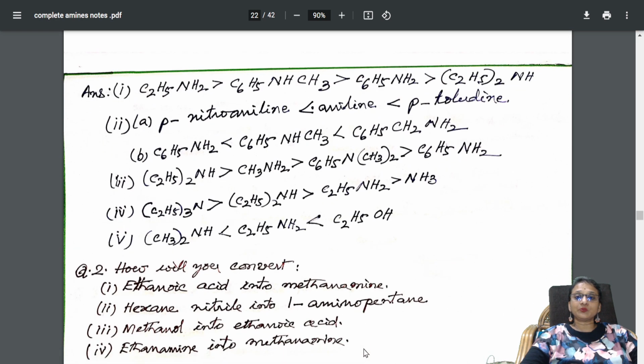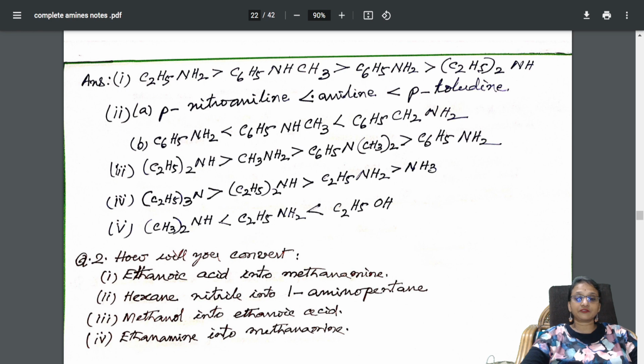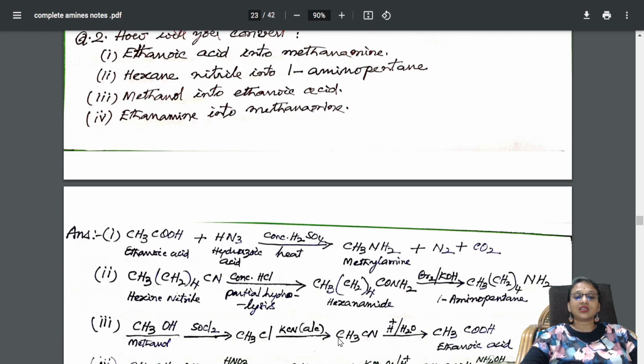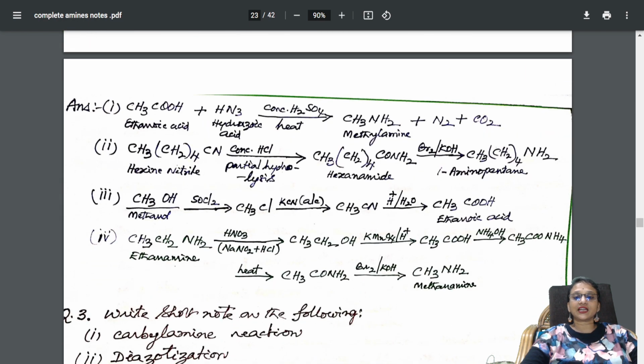Then I picked up a few important conversions. Careful. Acids to amines, alkanes to amines, alcohols to acids, amines to. So ascent in the series, descent in the series also I have given. And now I have just picked up the whole reactions with your reagents and the products.